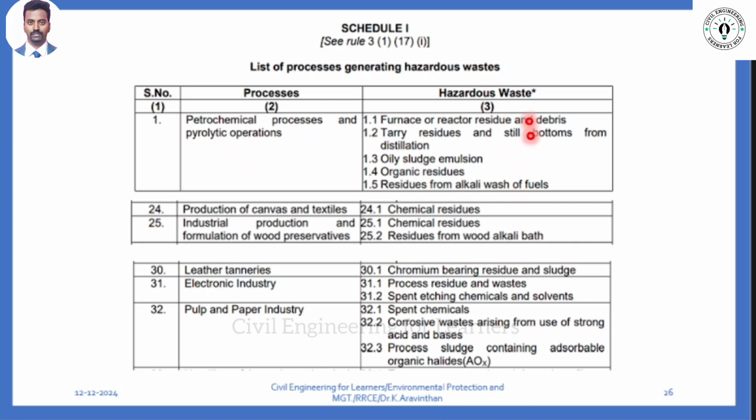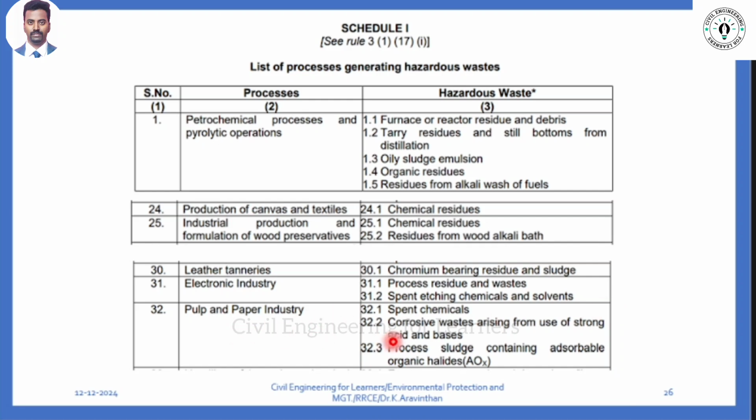So these things are called hazardous waste. From leather industries, chromium bearing residue sludge. Throughout the process of leathering, this chromium extractor in tanning industry should be there. From that, you have to take this hazardous waste and you should keep it safe. Electronic industry, which is an example. From that, you can see spent etching chemicals and solvents. These are the examples of electronic industry.